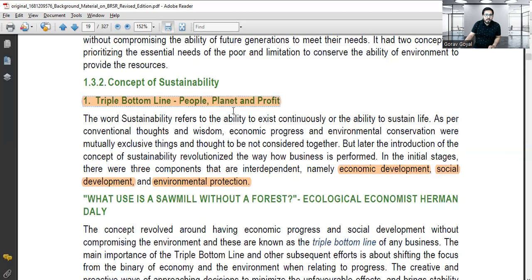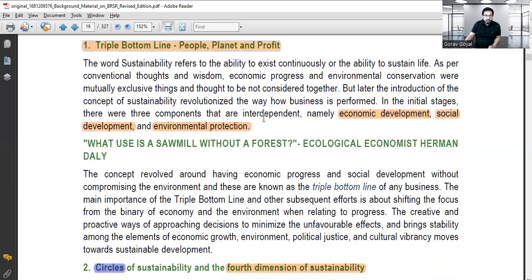This is for the people, this is for the profit, and this is for the planet as a whole.